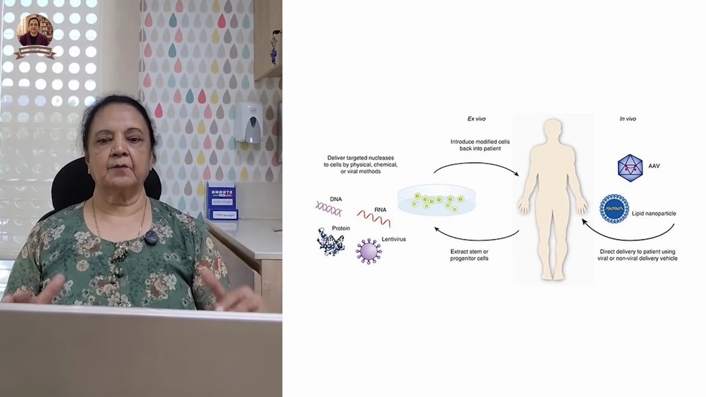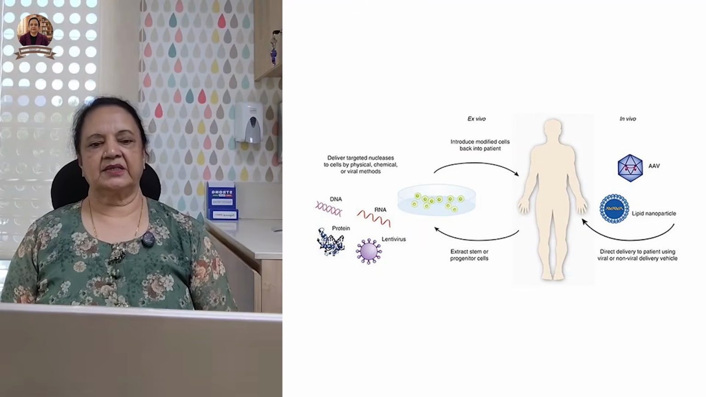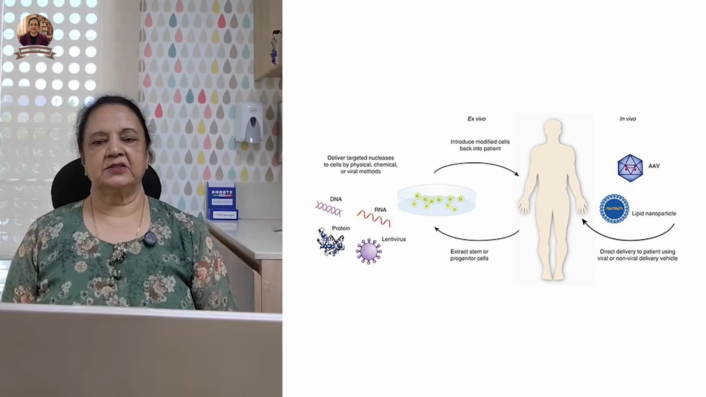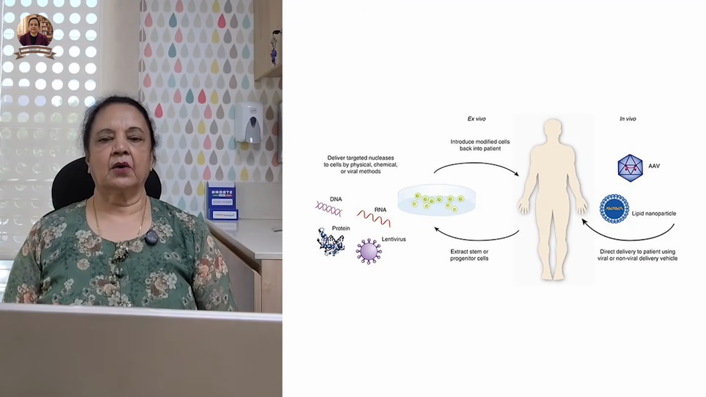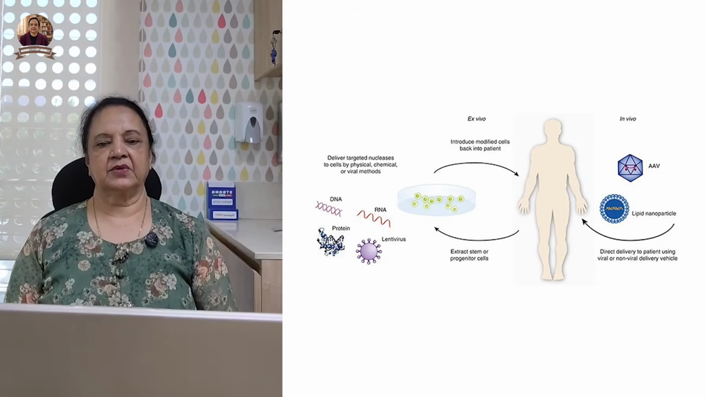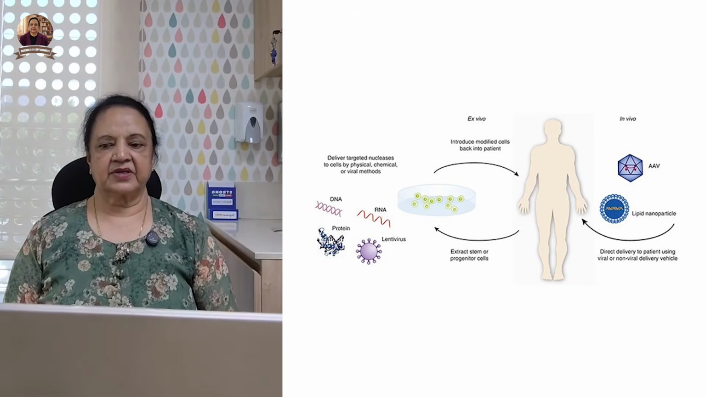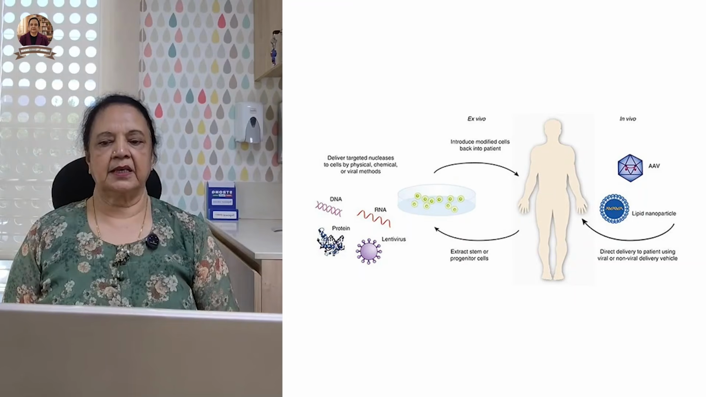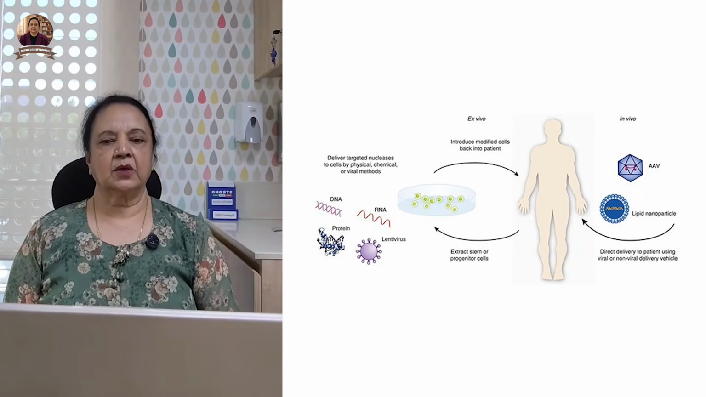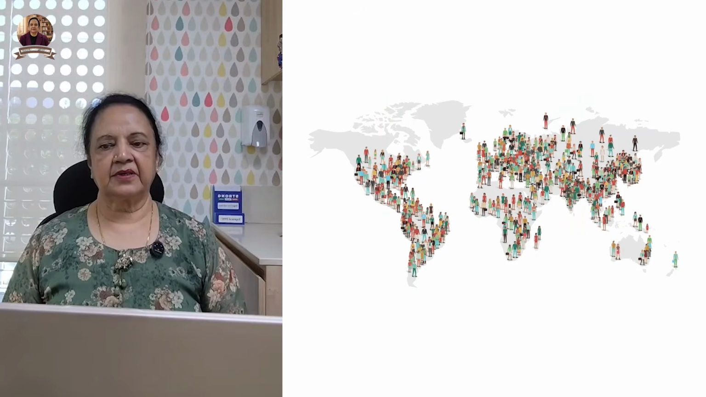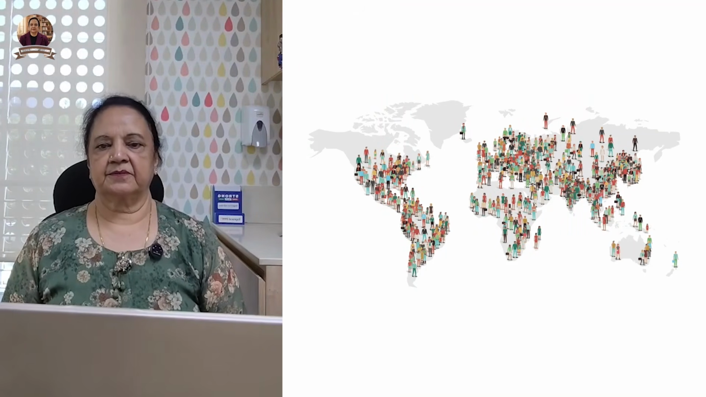Current approach: a more permanent solution is to isolate and correct the patient's own hematopoietic stem cells, which can produce all types of blood cells. When these corrected stem cells are reinfused, they continuously produce a fresh supply of functional immune cells, providing a more permanent cure.